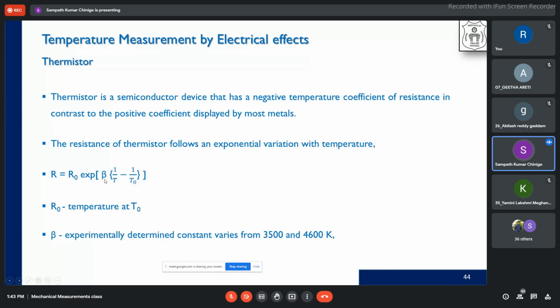So by keeping this beta over here, if you can measure R, since we know the absolute temperature scale or base temperature, and at the base temperature, what its resistance is, which we can get from the material properties. So if we can measure the resistance within the circuit, then obviously we will be able to find out the temperature. This is the principle that we use for thermistors.